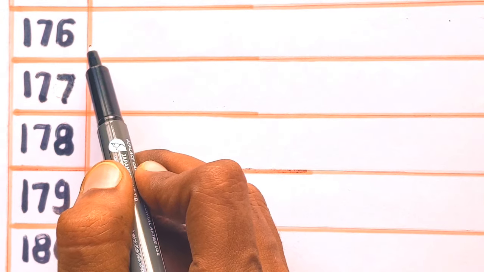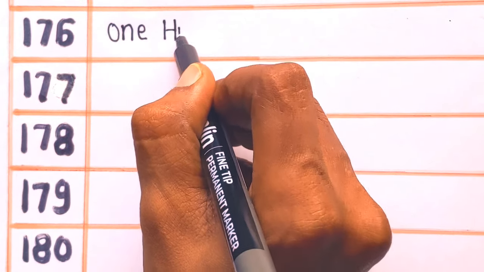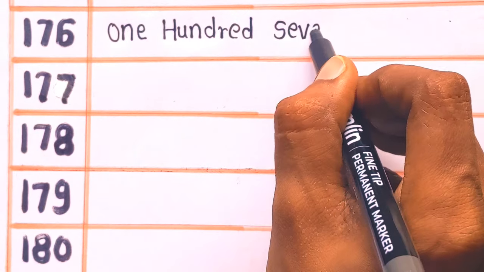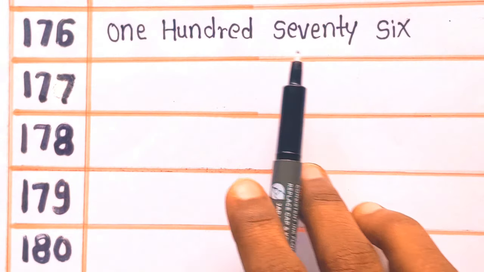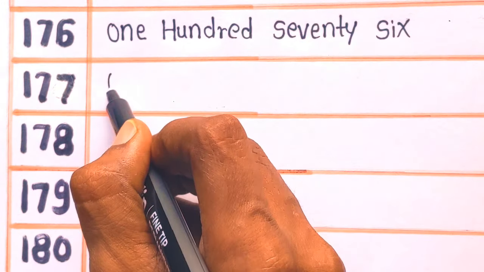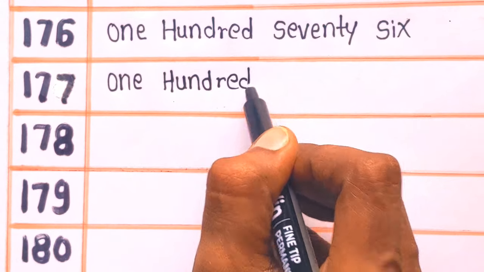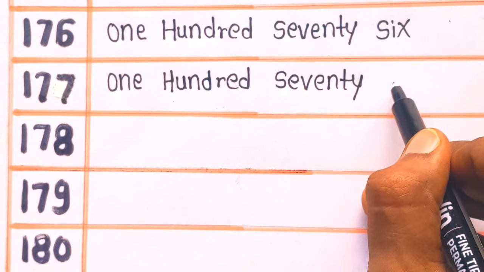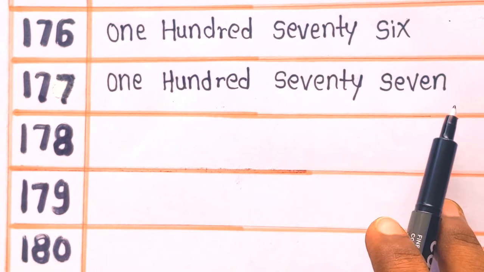Next is 176. 176: O, N, E, one hundred. S, E, V, E, N, T, Y, seventy. S, I, X, six. 176. Next is 177. 177: O, N, E, one hundred seventy. S, E, V, E, N, T, Y. S, E, V, E, N, seven. 177.